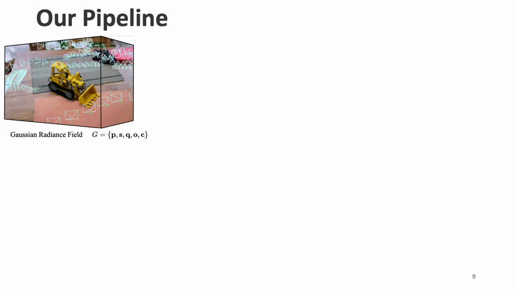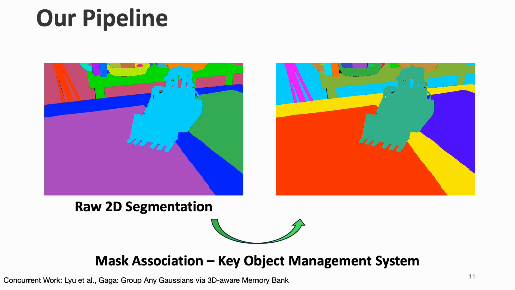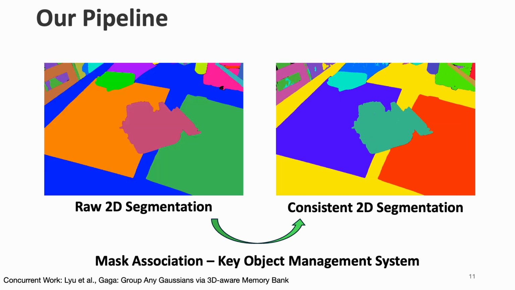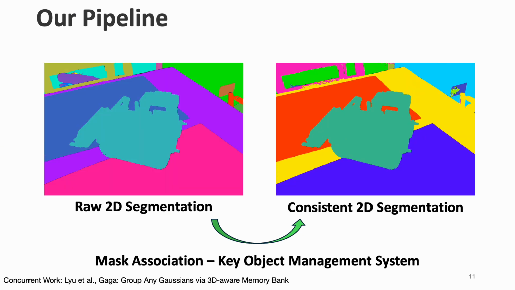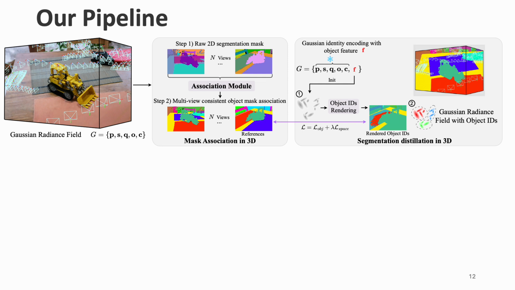We begin with a scene reconstructed by Gaussian splatting. The key challenge is, how do we obtain multi-view consistent segmentation? To address this, we introduce a key object management system. It transforms raw 2D masks, produced by foundation models, into consistent object IDs across views. These consistent masks are distilled into the 3D Gaussian field, while other Gaussian attributes remain fixed.